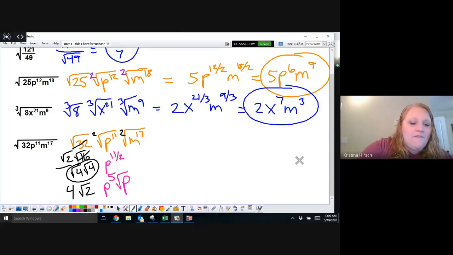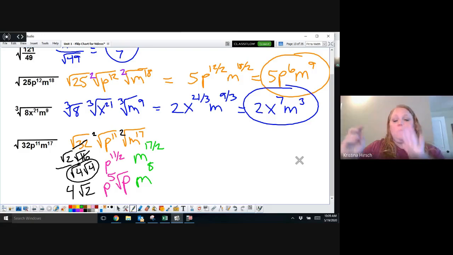All right. Now, if I look at the M, then I have M to the 17 halves. Well, how many perfect pairs are there? How many 2's go into 17? Well, 8, right? So there would be 8 perfect pairs. So the perfect pairs get to come out of the house, out of the radical, but then how many are left over? Well, there's only 1 left over. So there would be a square root of M.